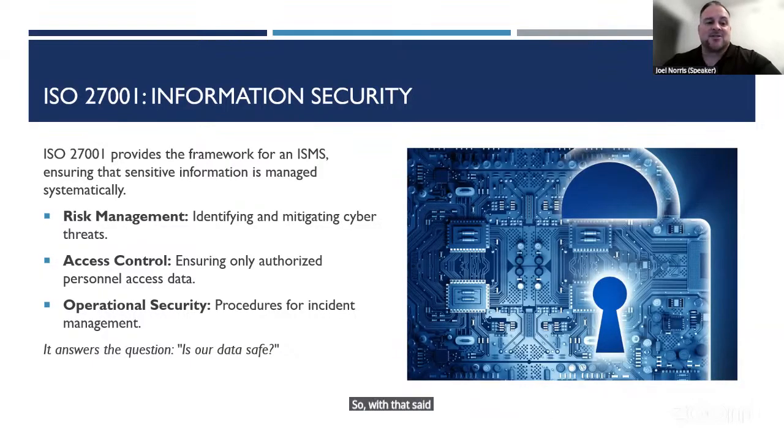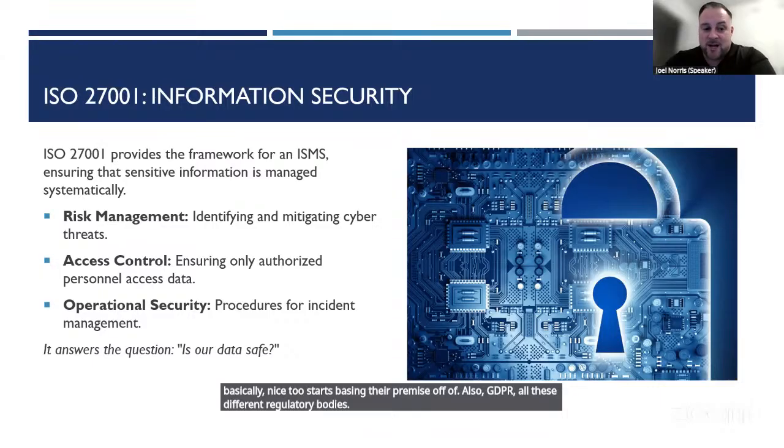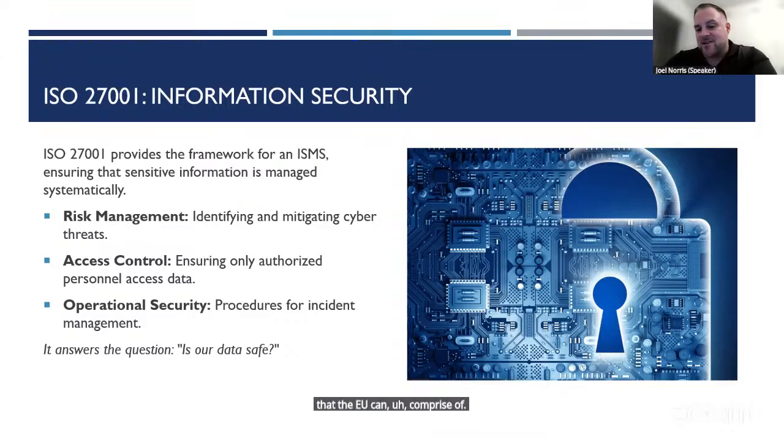So ISO is a framework that provides guidance for security purposes, right? In 27001, you have a framework based around risk management, access control, and operational security. What that is trying to ensure is the safety of the data. That's something to keep in mind, the safety of the data. This is what NIS2 bases its premise on, also GDPR, all these different regulatory bodies that the EU comprises are usually based off this standard.